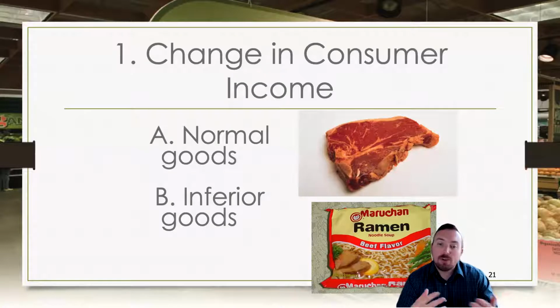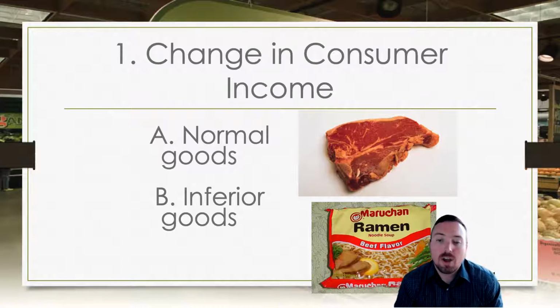So here we've got two types of goods. We have normal goods and inferior goods. Normal goods you want to think of are items such as steak, sushi, shrimp. These are items that as you make more money or as your incomes go up, you're going to buy more of. And it doesn't just have to be food. It could be anything else as well. It could be jewelry. It could be anything along those lines. So anything that as your income goes up, you're going to buy more of would be a normal good.